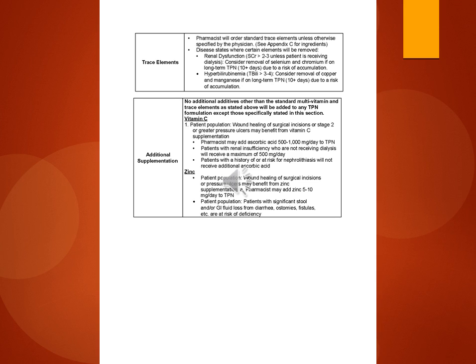Additional supplementation. No additional additives other than the standard multivitamin and trace elements as stated above will be added to any TPN formulation except those specifically stated in this section. Vitamin C. Patient population: wound healing of surgical incisions or stage 2 or greater pressure ulcers may benefit from vitamin C supplementation. Pharmacists may add ascorbic acid 500 to 1,000 mg/day to TPN. Patients with renal insufficiency who are not receiving dialysis will receive a maximum of 500 mg/day. Patients with a history of or at risk for nephrolithiasis will not receive additional ascorbic acid.